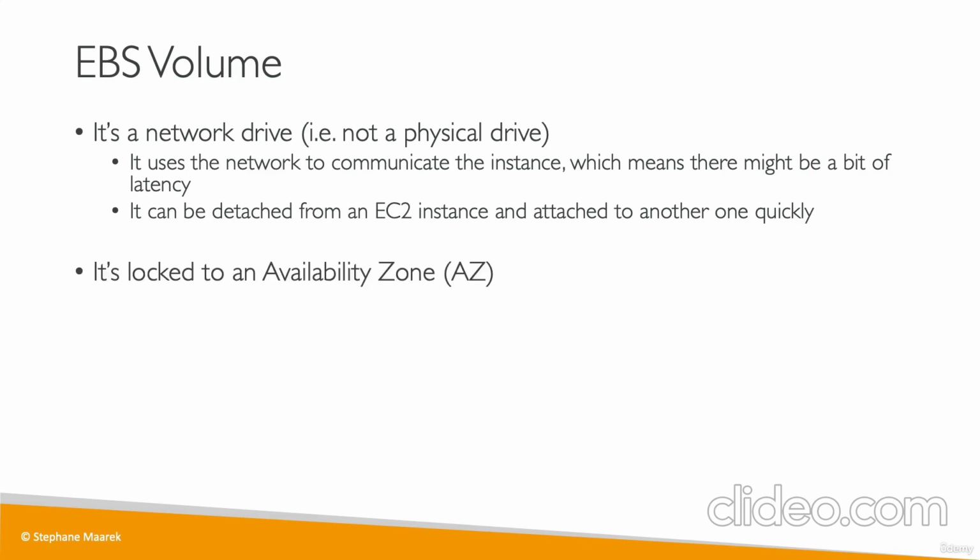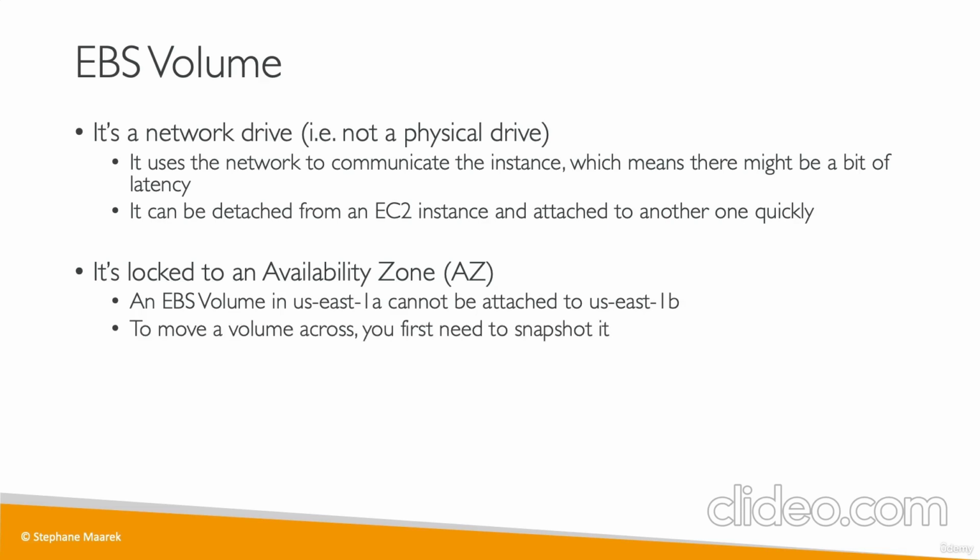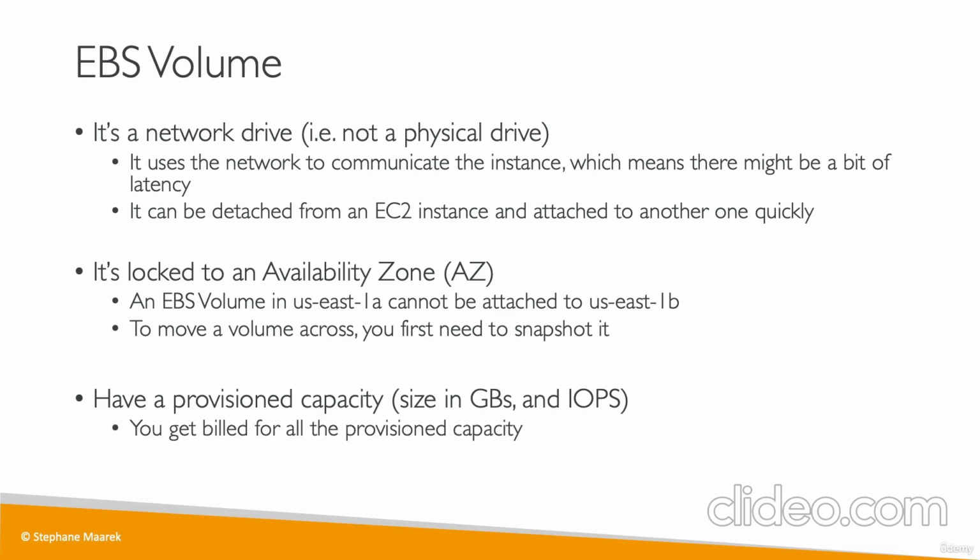EBS volumes are locked to a specific availability zone. That means that, as I said, if it's created in US East 1A, it cannot be attached to US East 1B, but we will see in this section that if we do a snapshot, then we are able to move a volume across different availability zones. And finally, it's a volume, so you have to provision capacity in advance. So you need to say how many gigabytes you want in advance, and the IOPS, which is I/O operations per second, and you're basically defining how you want your EBS volume to perform. You're going to get billed for that provisioned capacity, and you can increase the capacity over time if you want to have better performance or more size.